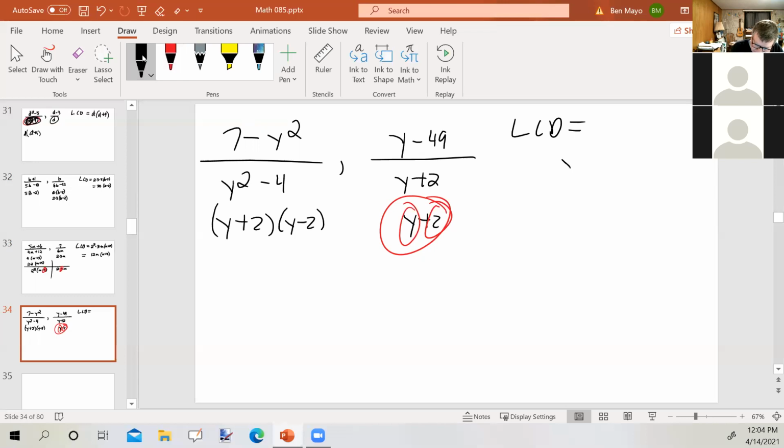Okay, so what's my LCD? Is it just y plus 2? To the third? Oh, gosh darn it.